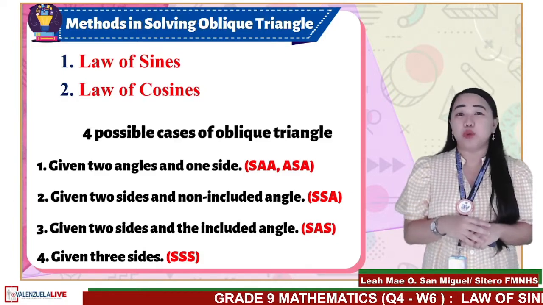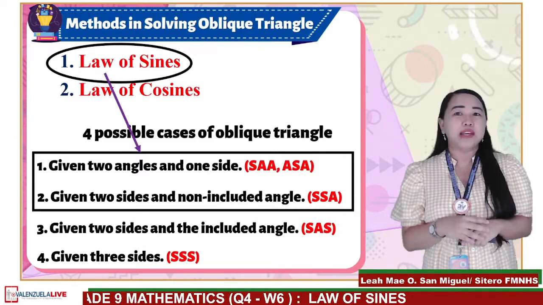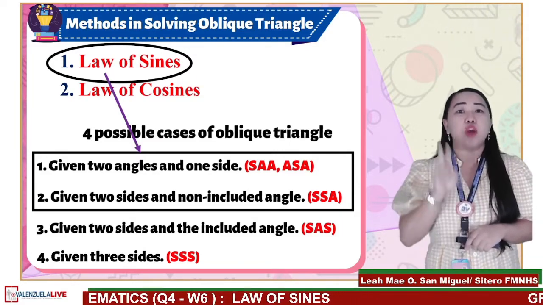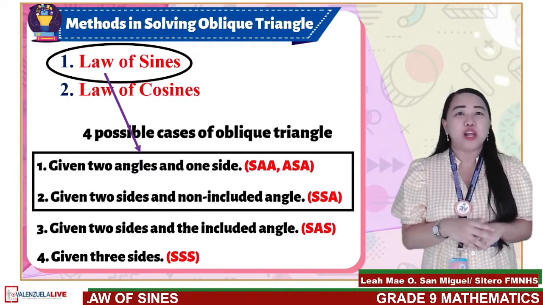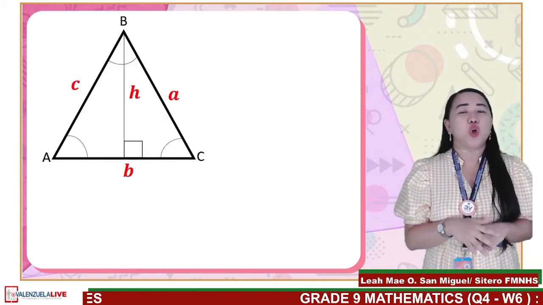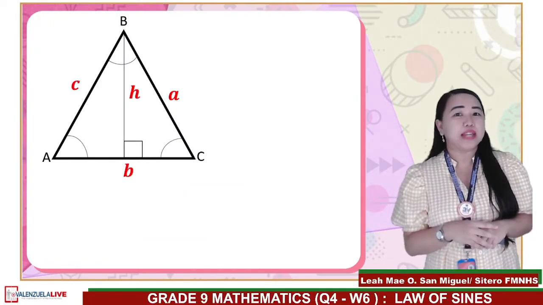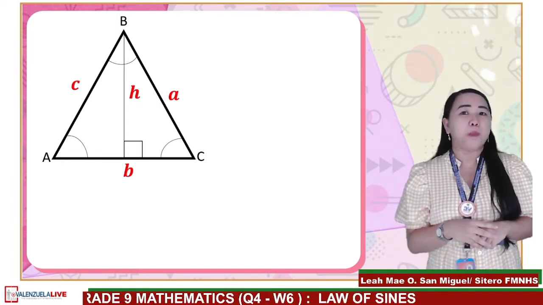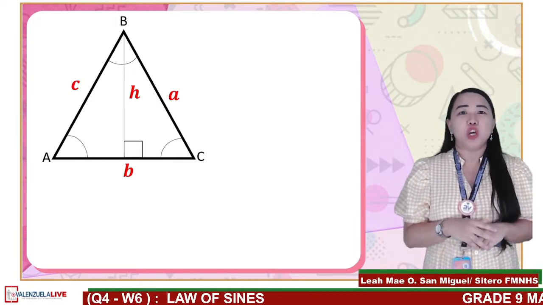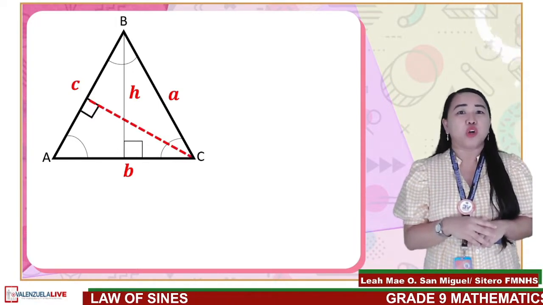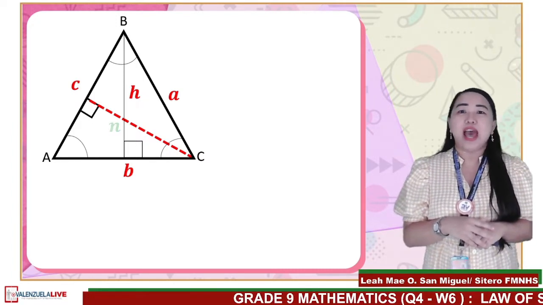Among the four possible cases of oblique triangles, the law of sines can be used to solve triangle for cases number 1 and number 2. And for number 3 and number 4 can be solved using the law of cosines. Going back to the triangle ABC in our first activity, we can get the ratio of side to the side of its opposite angle, and that is by using angle B as the reference angle. Using this figure, construct an altitude from vertex C to side AB and name it altitude N.